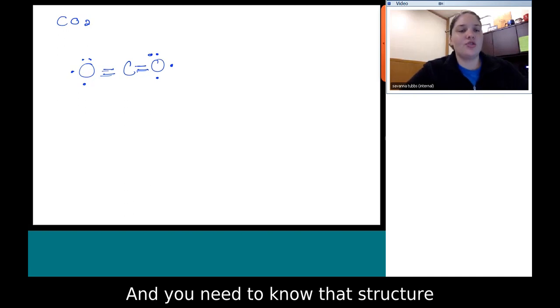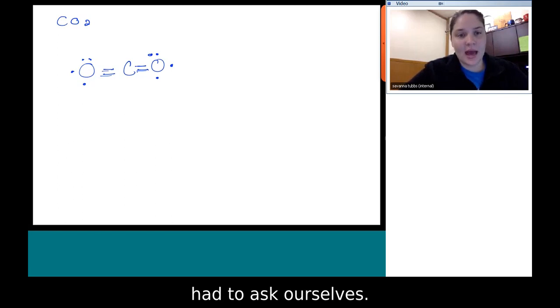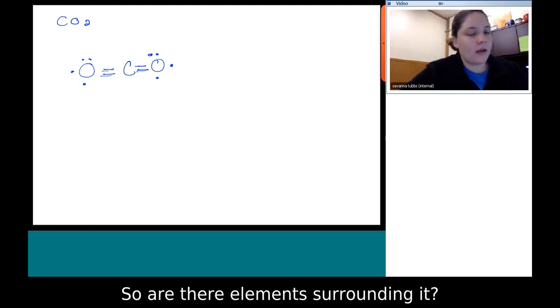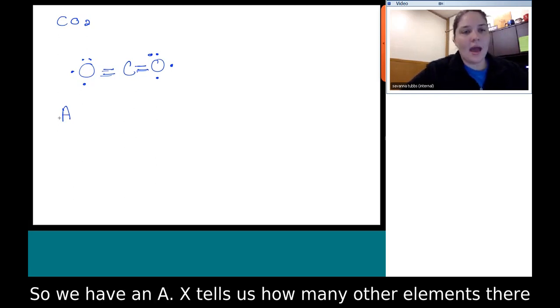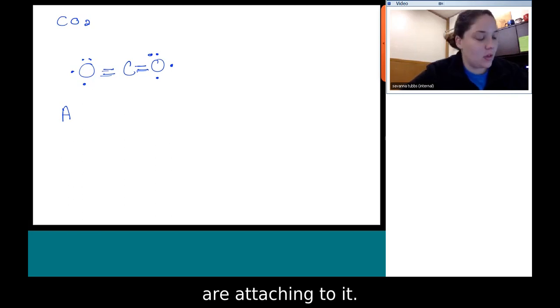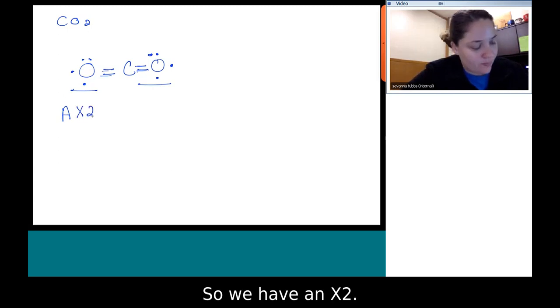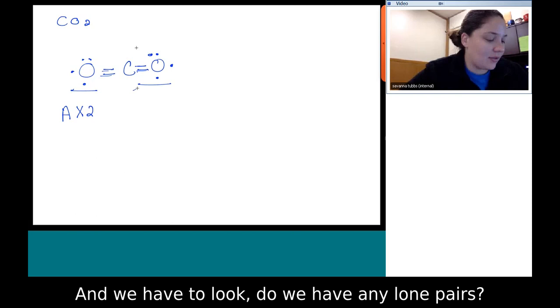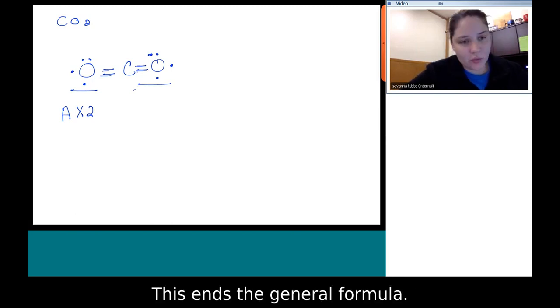And you need to know that structure to be able to determine the answers to the questions we had to ask ourselves. So are there elements surrounding it? Yes. The first thing we have is our central element, so we have an A. X tells us how many other elements are attached to it. We have 2 elements attached to it, so we have an X2. And we have to look, do we have any lone pairs? No. This ends the general formula.